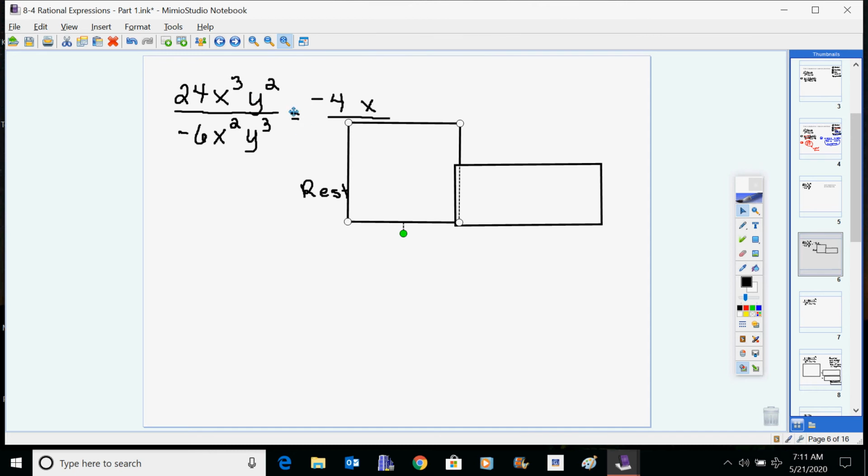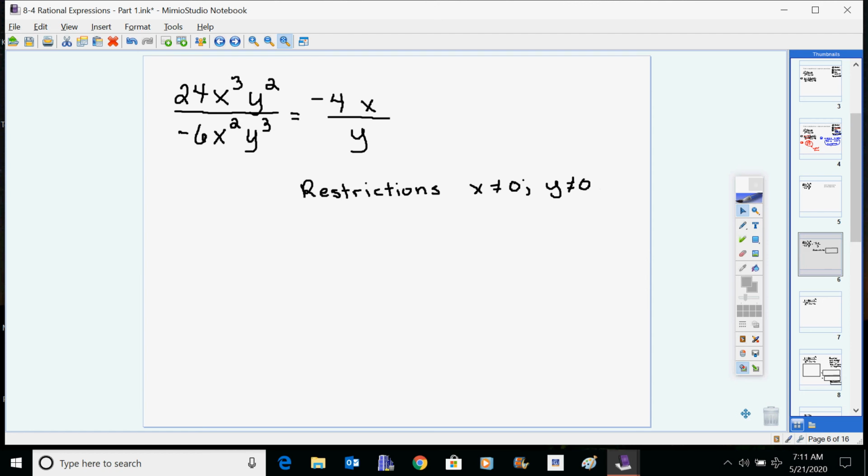There are 3 down here and 2 up here, so 3 minus 2 gives you 1 in the denominator. That's way back review. But our restrictions here, the things that it is not allowed to be: x can't be 0 and y can't be 0. Those are the only things that would give you a problem, a 0 in the denominator.